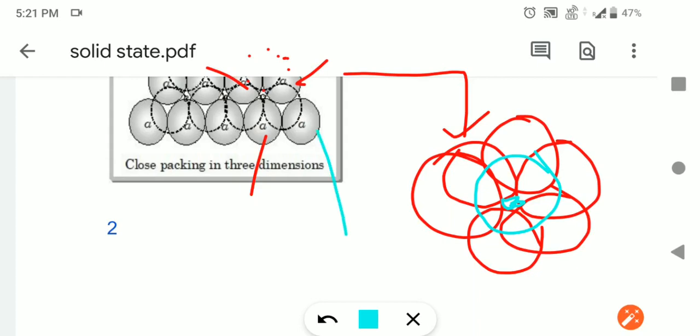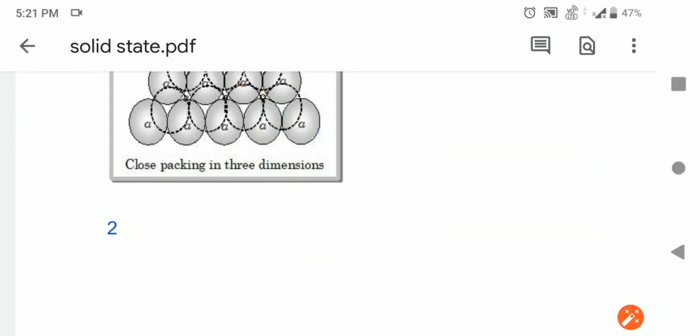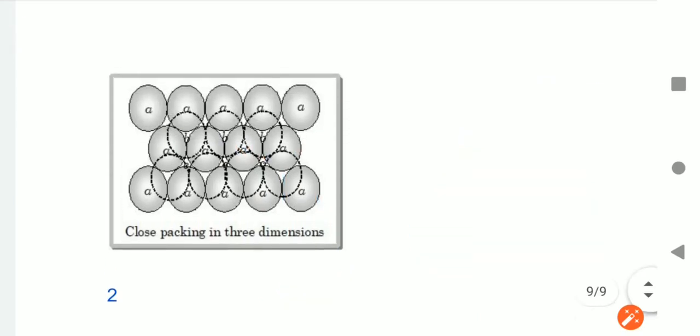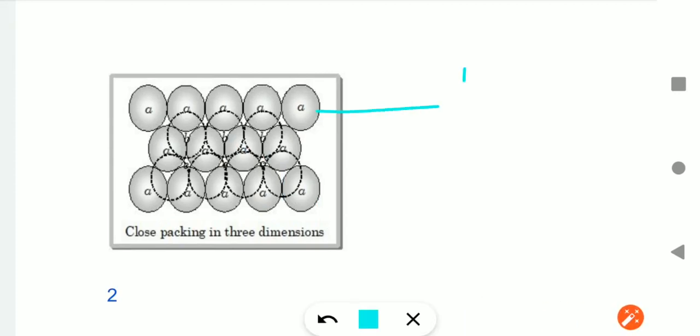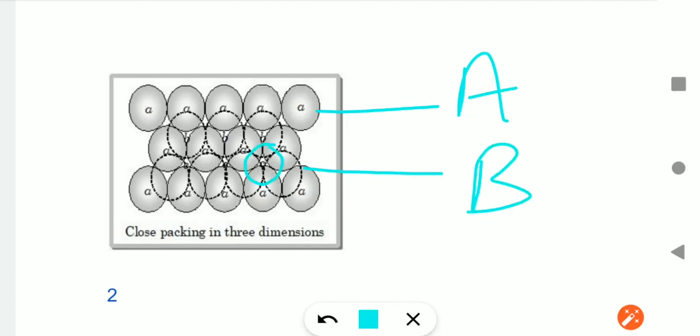First, layer A, second, layer B, and third, this sphere. Is it clear? Again, I am explaining. The first layer is this one, I am saying layer A. Second is the black colored dotted layer, layer B, and third I am putting here to cover the void, C. That is the octahedral void. What is an octahedral void? It is surrounded by six spheres.